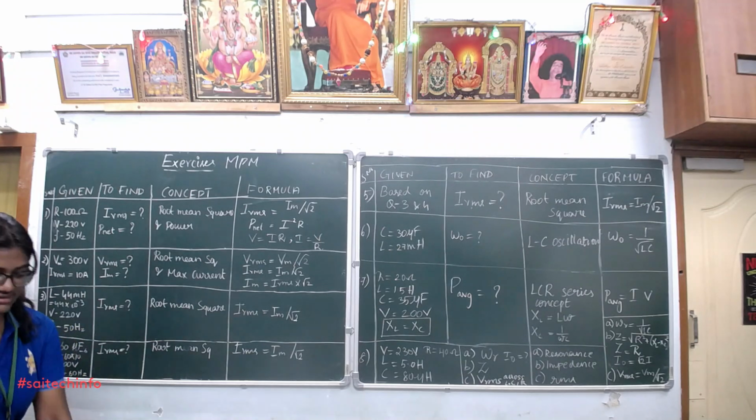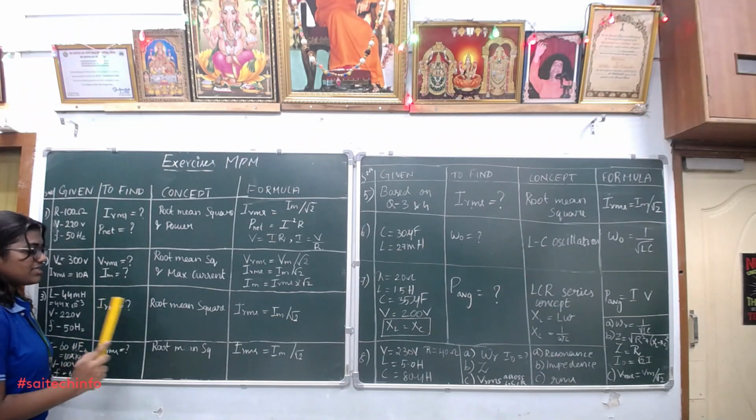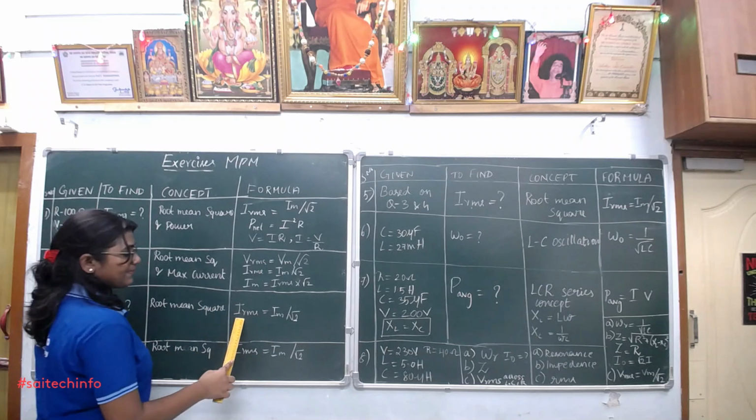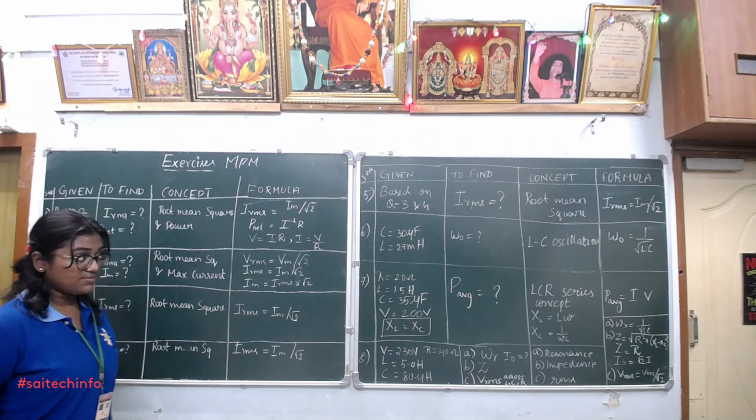For the third question, a 44 millihenry inductor is connected to a 220 volt, 50 hertz AC supply. Determine the RMS value of the current in the circuit. So they have given the inductance. How do you know it is inductance? Sir, Henry is the unit of inductance. Here milli represents 10 to the power minus 3, so millihenry means 10 power minus 3 Henry. And voltage they have given, 220 volts, frequency is 50 hertz. They have asked the I RMS value. We know it is the root mean square concept, and I RMS is equal to I M by root 2. So we have more questions in the root mean square concept itself.